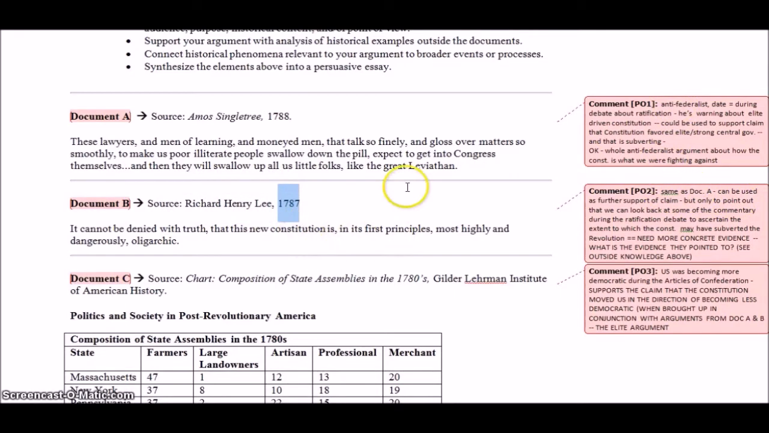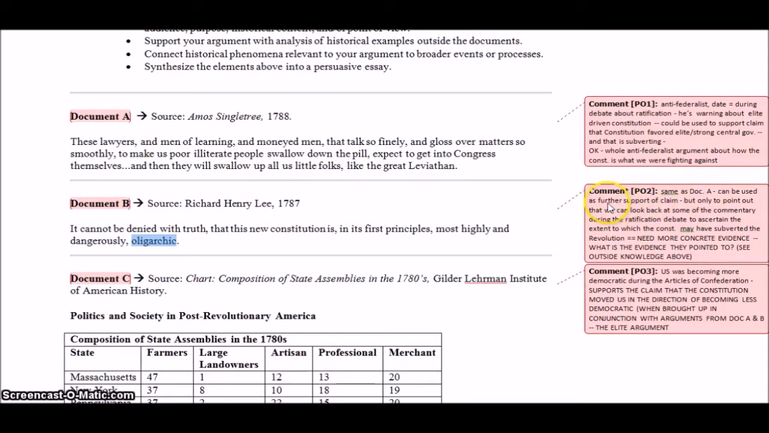But judging by the date, it's the same as Doc A. He's an anti-federalist, and he's worried here about the oligarchic or elitist nature of the Constitution. An oligarchy is a government run by the wealthy, and it's usually a derogatory term, meaning they're not doing a good job. It's like a tyranny by the elite, more or less. And you can use it much the same way as the first one. You know, guys back then were thinking this. So, again, same as Doc A.